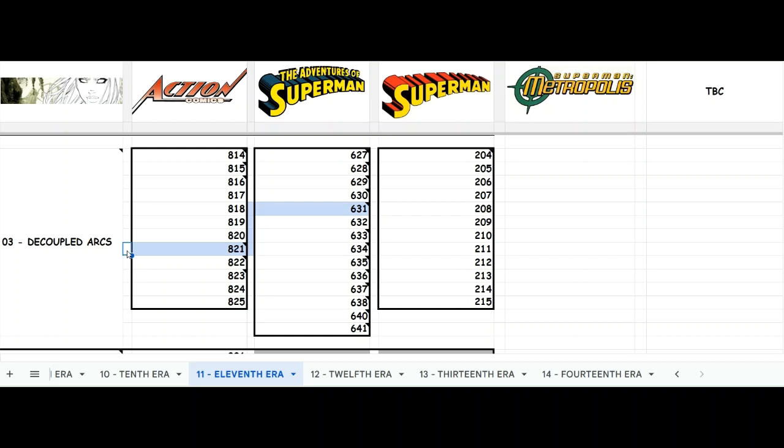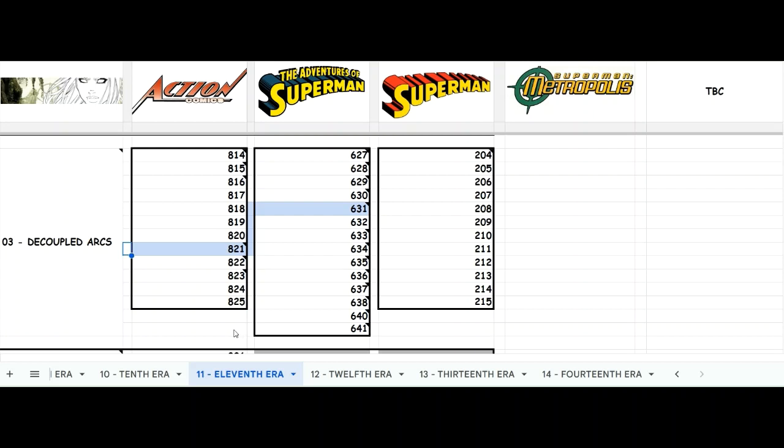In addition, they also have various explicit arcs within them that are actually part of larger implicit arcs, and we'll talk about those in just a second. Finally, it's worth noting that Adventures of Superman, right at the end here, has a couple of issues that we're going to be skipping. So you'll notice we're skipping issue 639 there for various reasons that we'll talk about in a second. I'm going to pull those in here and you'll see what I mean.